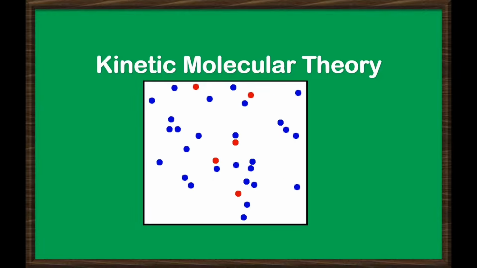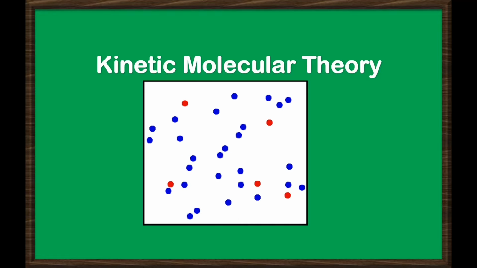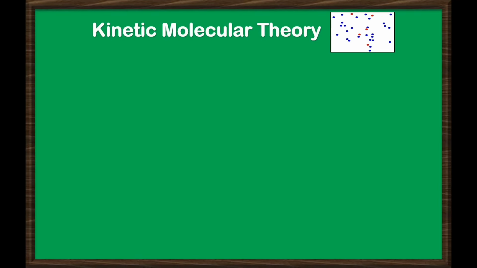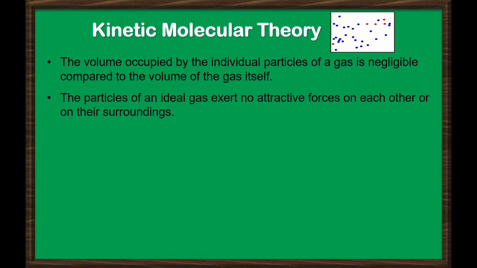The properties and behavior of gases can be explained further by kinetic molecular theory. The kinetic molecular theory of gases comes from observations that scientists made about gases to explain their macroscopic properties. The following are the basic assumptions of the kinetic molecular theory. First, the volume occupied by the individual particles of a gas is negligible compared to the volume of the gas itself. Second, the particles of an ideal gas exert no attractive forces on each other or on their surroundings.